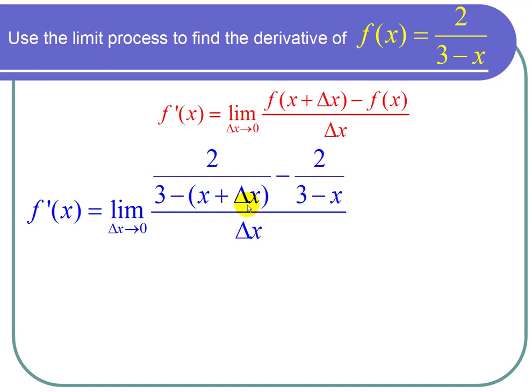Then it says minus f of x. F of x is 2 over 3 minus x, so there's my 2 over 3 minus x. And then divide by delta x. So the next step is to simplify this.